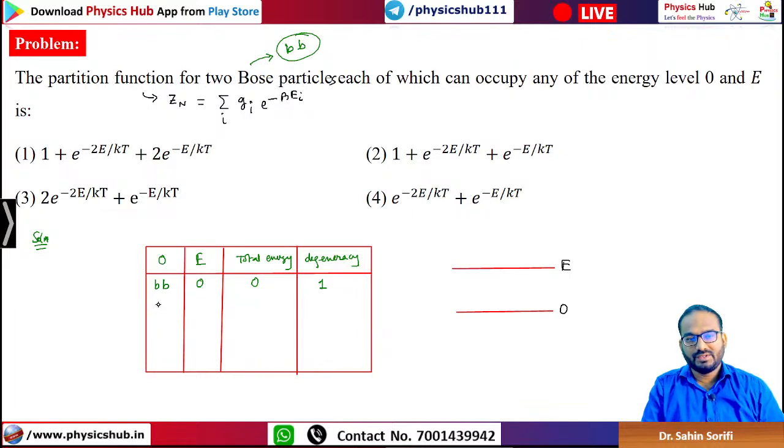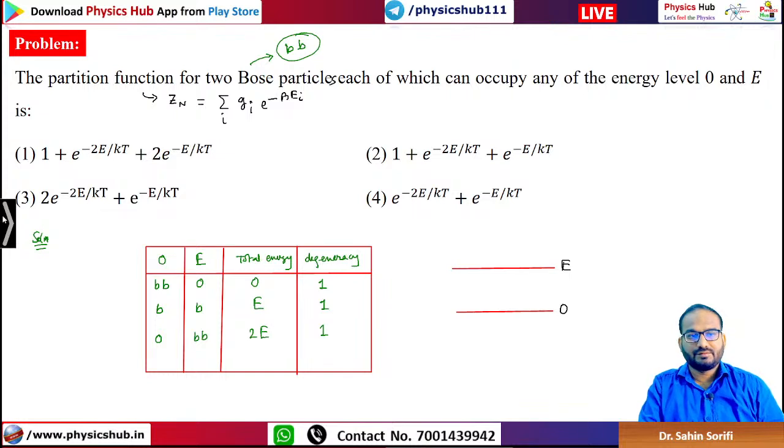Let us say we keep one particle here, another particle in the energy level E. So, total energy will become 0 plus 1 into E, which is E, degeneracy is 1, non-degenerate. And let us say we do not keep any particle here, and we keep both the particles in energy level E. So, total energy will become 2 times E. Here the degeneracy is 1.